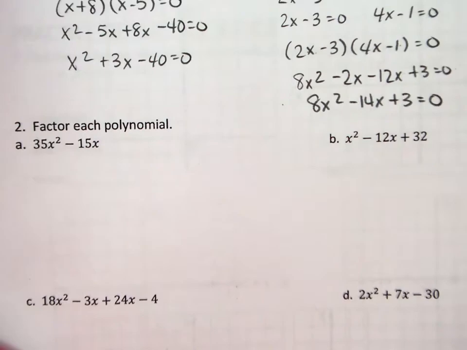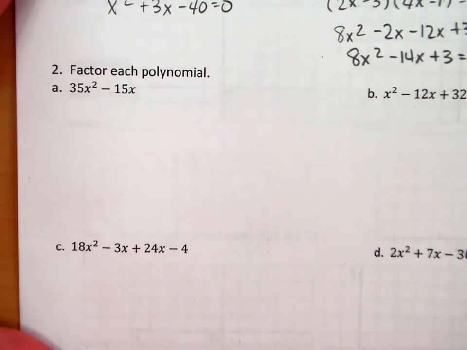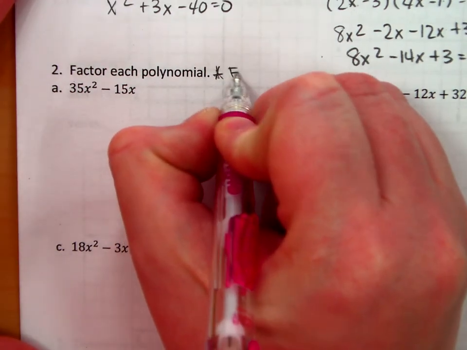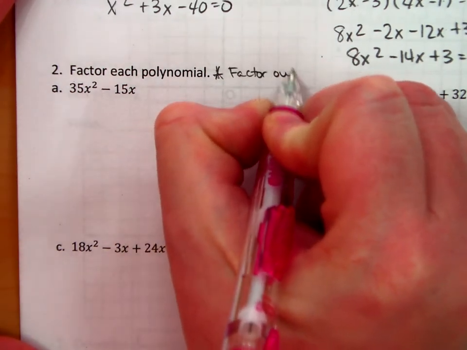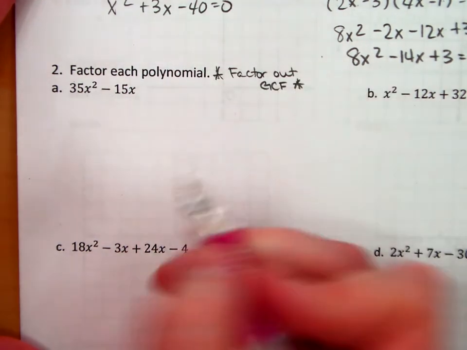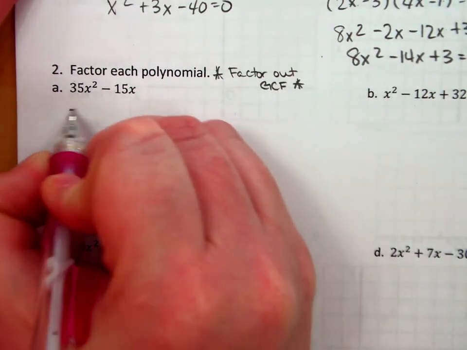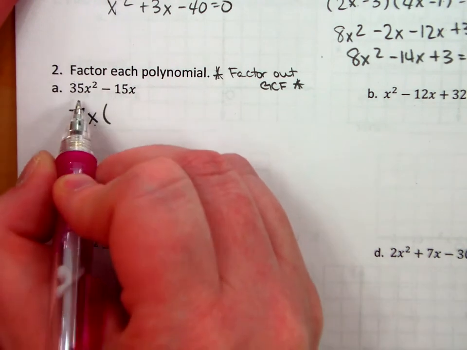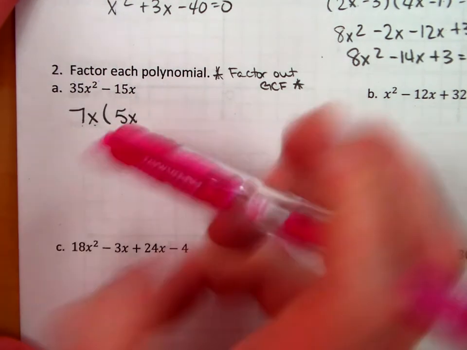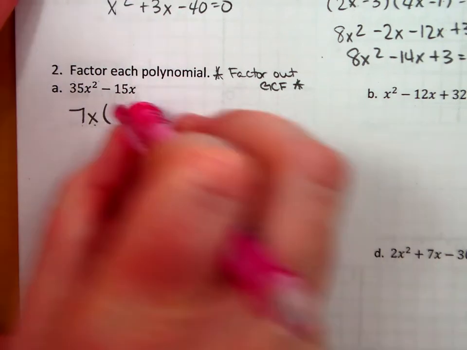Next thing we're going to do is some factoring. To start off, we're going to pull out the greatest common factor. Always pull out or factor out your greatest common factor before you start. So the first one, greatest common factor is 7x. 7x times what gets me 35x squared? It's 5x. Excuse me, it's not a 5x. Let's switch those ones about.